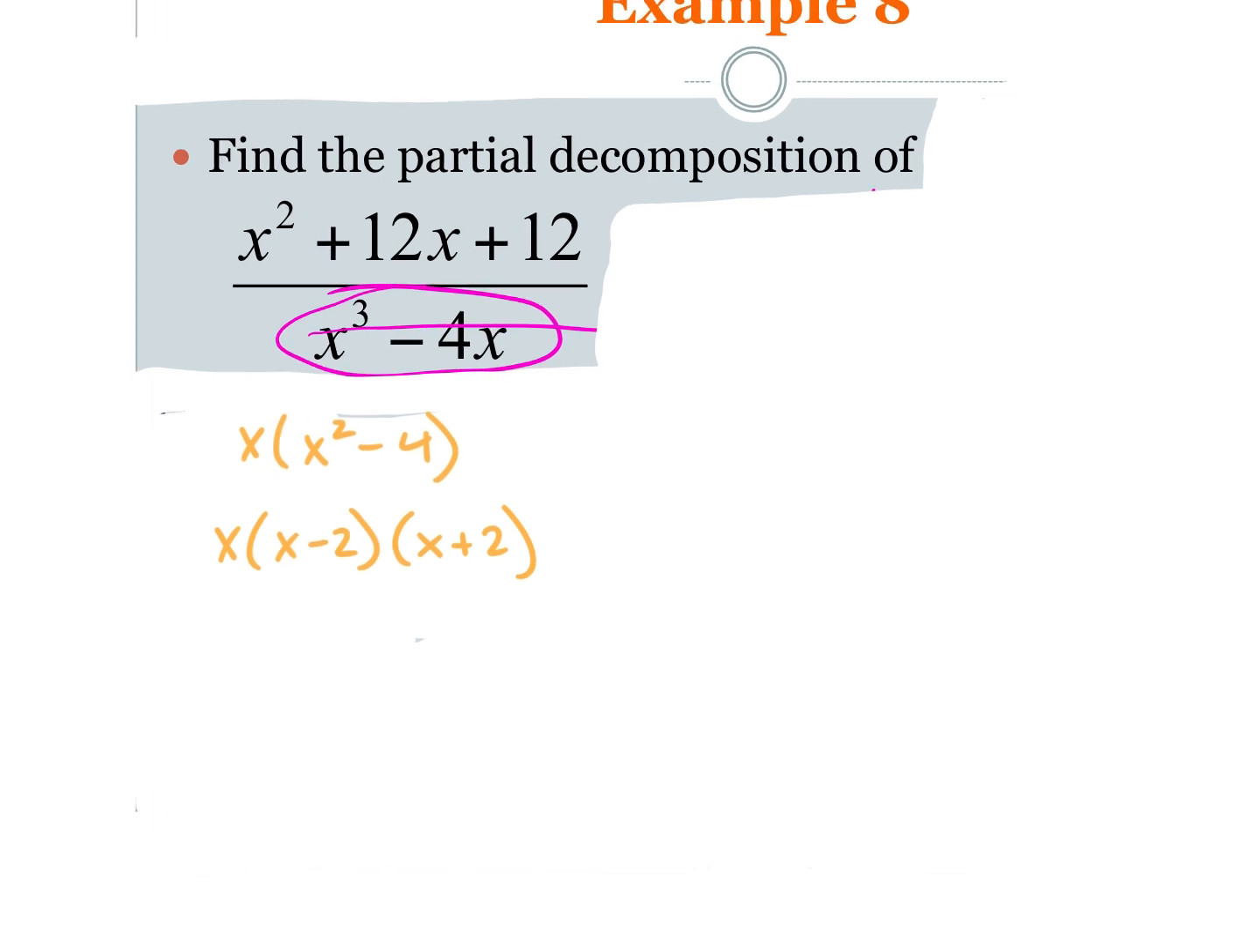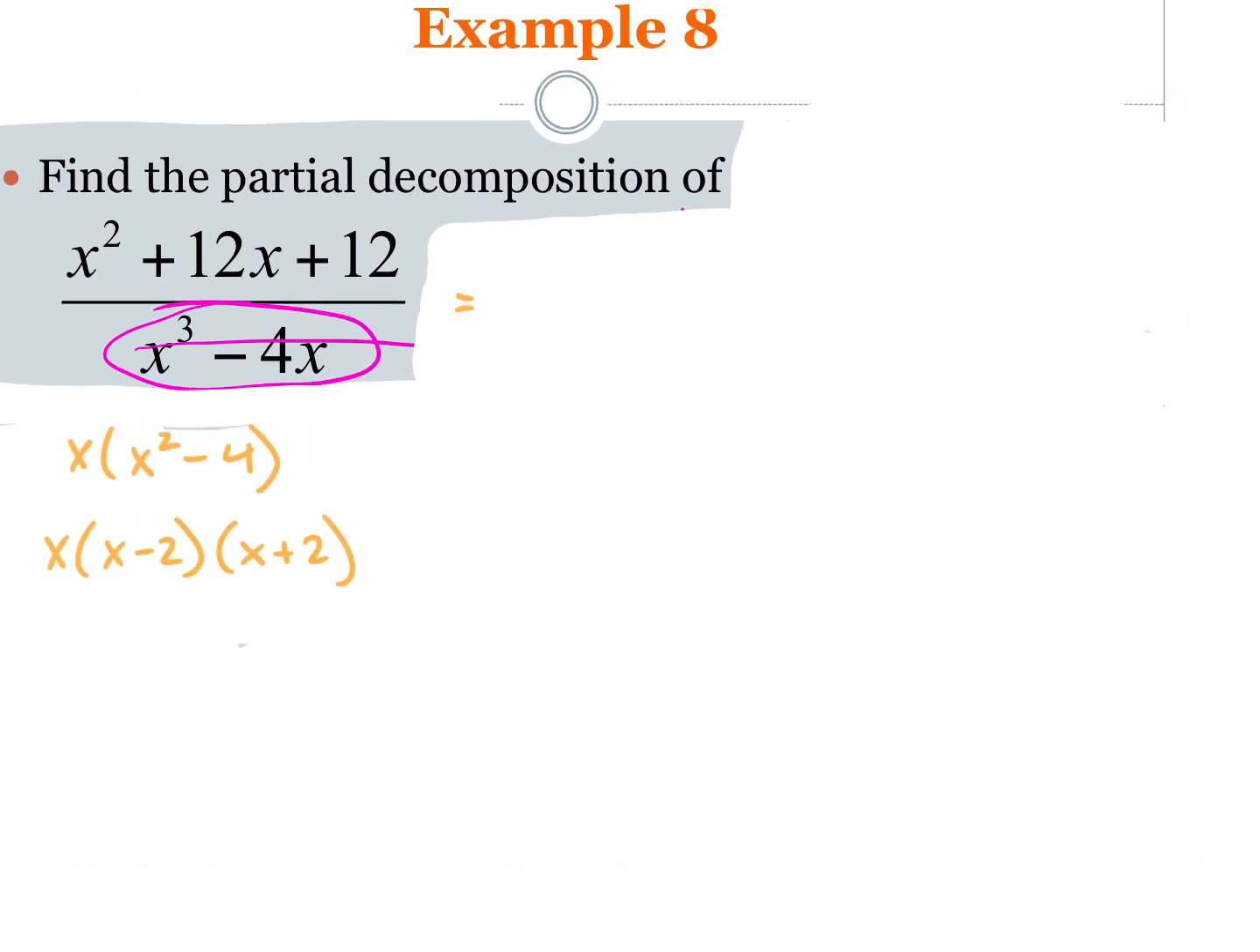Now we want to break it apart. So our first fraction is going to be A over X plus B over X minus 2 plus C over X plus 2. Now if you had it the other way around, if you had X plus 2 first with the B on top, that's fine. It'll all work out to be the same answer in the end. So the order does not matter. So we've got 3 pieces to our fraction here. What do we do next?